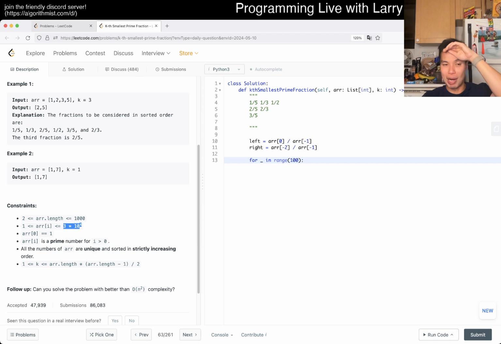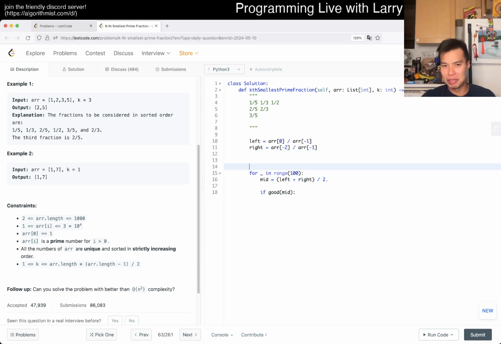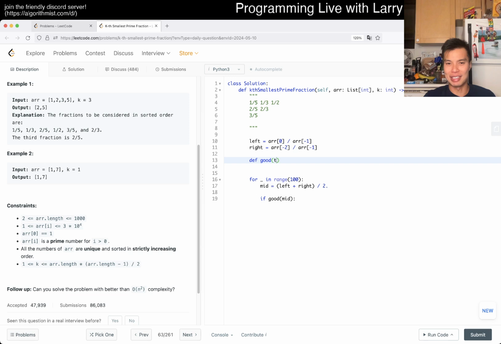So I mean that's not a prime number, but something like that's actually a really good way of putting it. But yeah, this gives you enough precision, that's my point. And then now we can do something like mid is equal to left plus right over 2, a fraction, right? And then we go if good of mid, and what does good mean? It's just a helper, right?